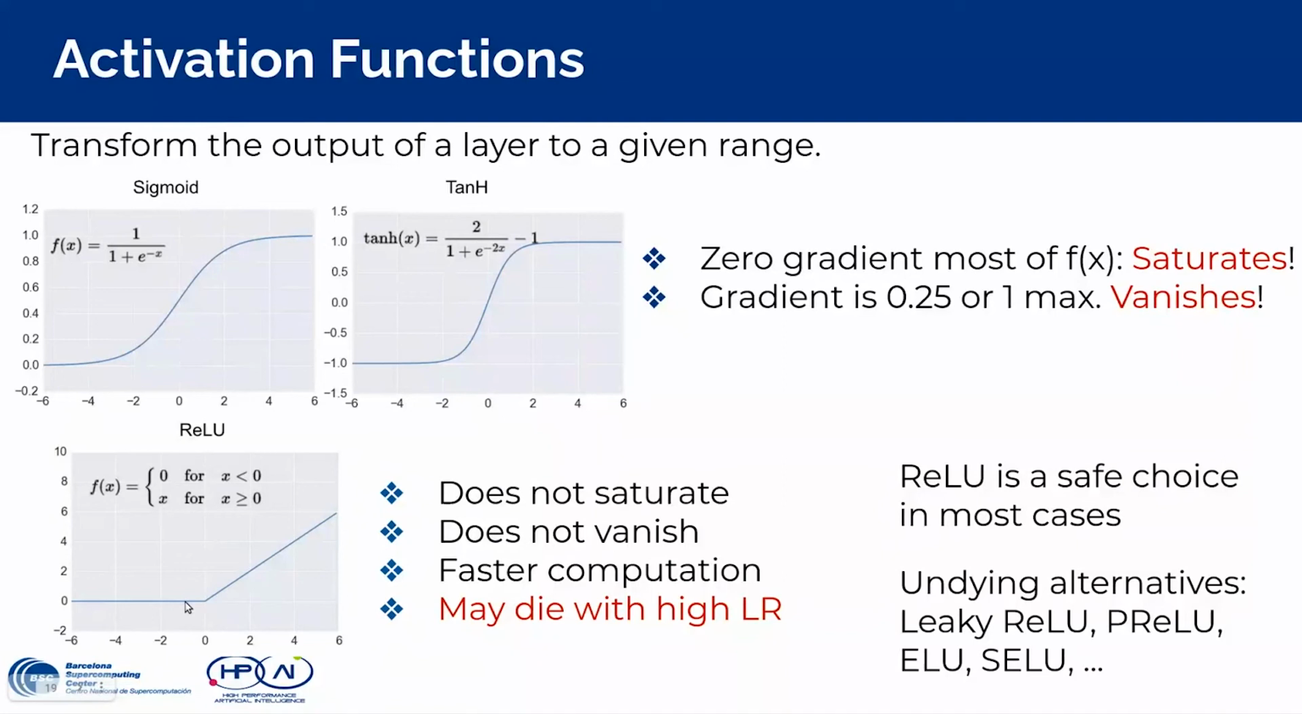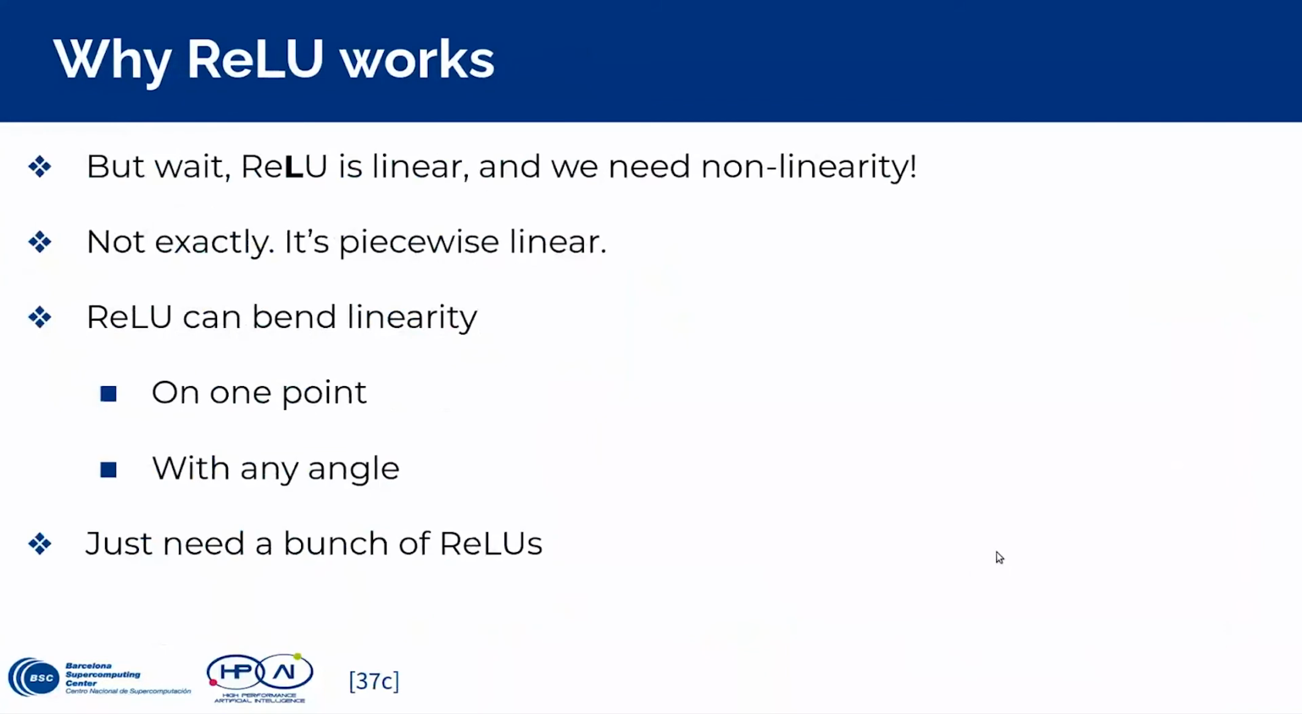If for some reason the weight jumps and gets into this region, we cannot get out of here because the gradient is 0. So this neuron will do nothing for the rest of the training. However, this doesn't happen very often. ReLU is actually one of the most safe choices nowadays. And there are also alternatives for mitigating this issue, which pretty much all they do is adding here some kind of minor slope so that you can still get out of here in case you go negative. But in practice, ReLU is still the most popular approach.